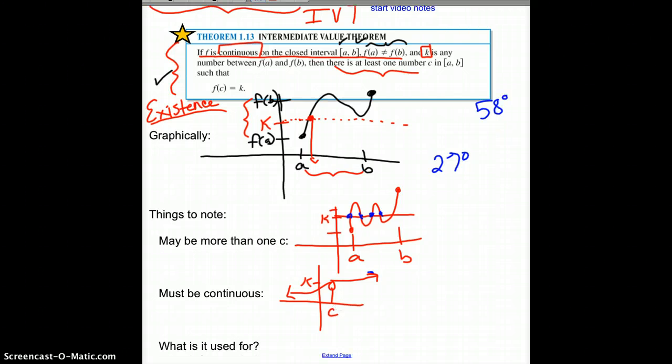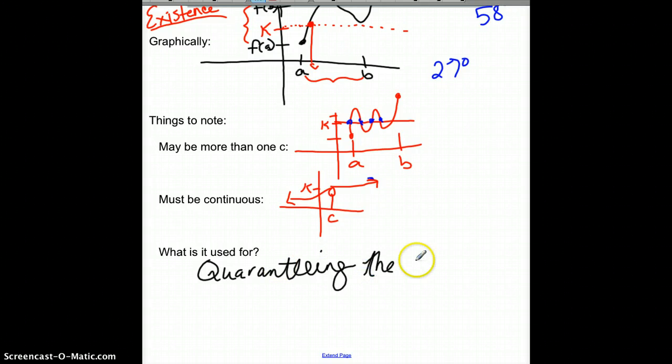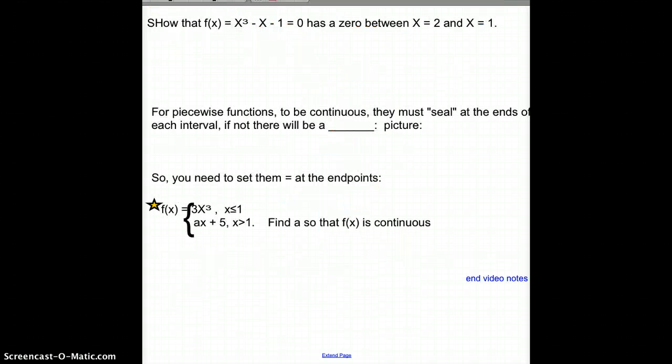And the last part is, what is it used for? Why would we even need to have this in mathematics? Generally, what it's used most for is guaranteeing the existence, again, this is why we call it an existence theorem, guaranteeing the existence of zeros is really what it's used the most for. So what I'm going to do is show you how we use it. So let's go to this.